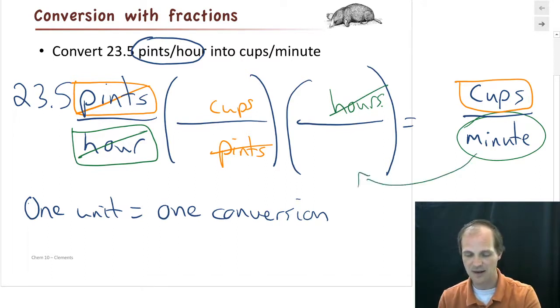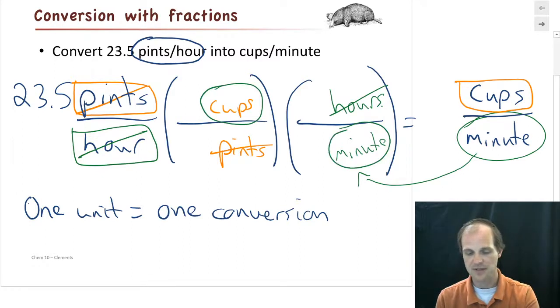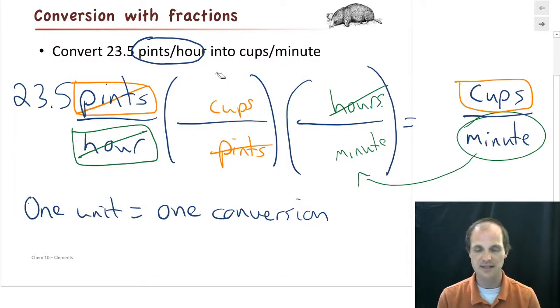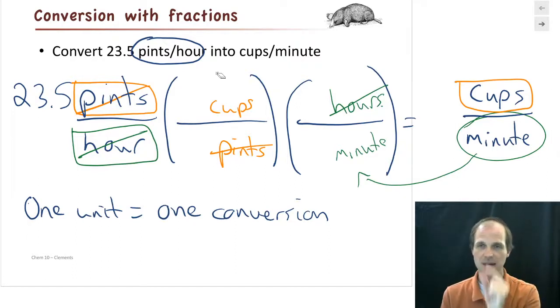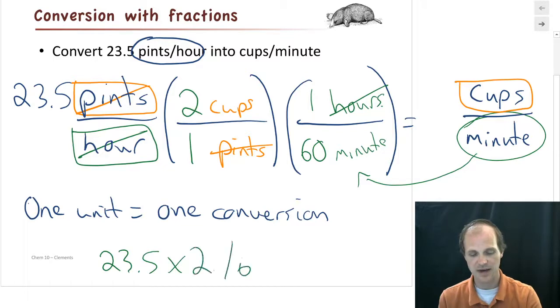Minutes, I want that on the bottom, right? Because in the end, it's cups per minute, and so minutes is on the bottom. So I already have it where I want it to be. The only units left I have are cups per minute, and so I do get the proper units out of this. Now I can put in numbers. We know that there's 2 cups in a pint. That 2 and the cups are linked together, so that's 2 cups in 1 pint. And we know that there are 60 minutes in an hour. The 60 and the minutes are linked together, and so I get 60 minutes here in 1 hour. How would I put that into my calculator? I'm just going to do 23.5 times 2 divided by 60.